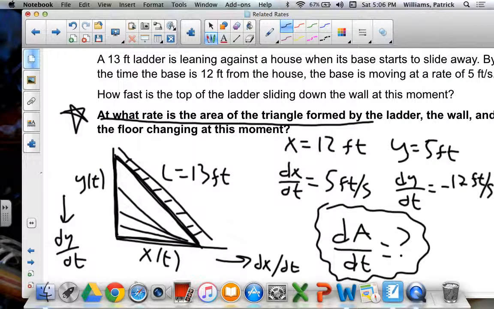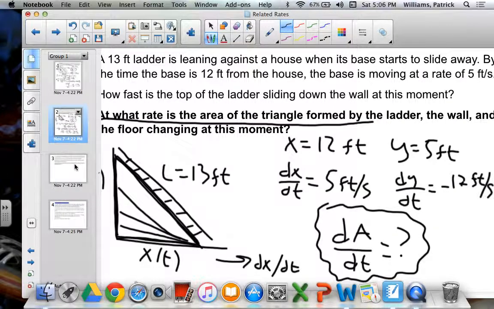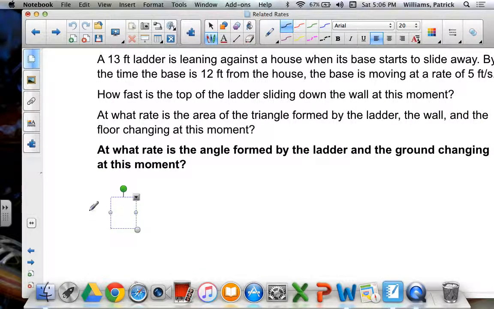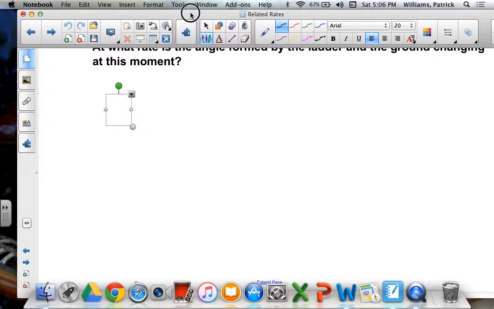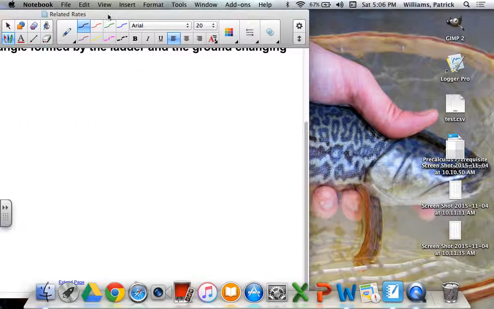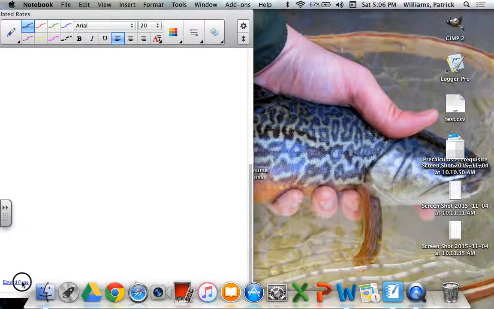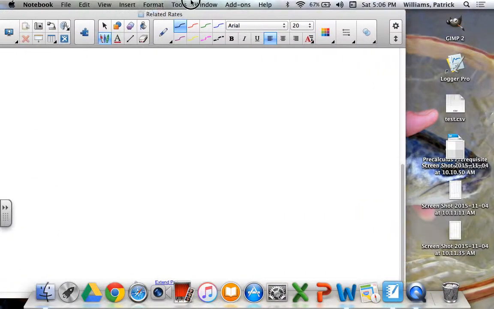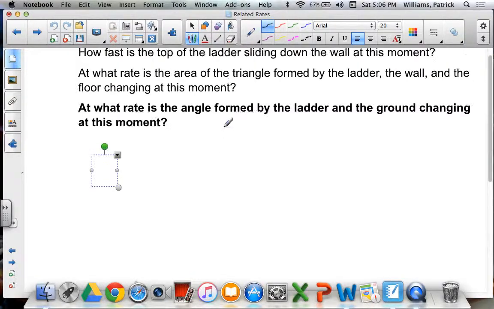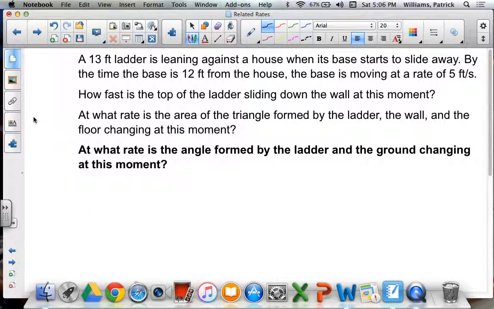All right? So on to our third and final example. Try to give this one a shot. Now look, I'm going to go ahead and extend the page because we know we're going to need that page extension. Okay, so in this problem, now we are asked, at what rate is the angle formed by the ladder and the ground changing at this moment? Now, with none of my help drawing the pictures or anything, why don't you figure out what this is on your own? Try to give it a shot, pause the video.